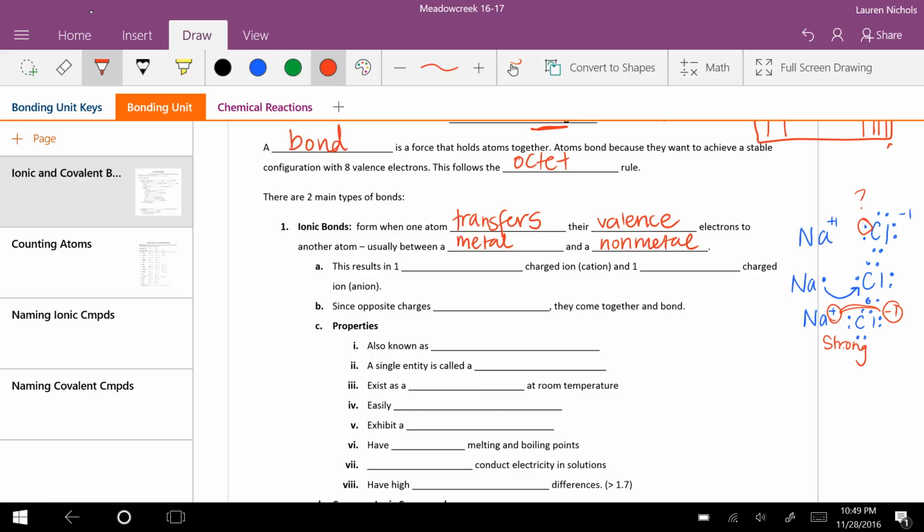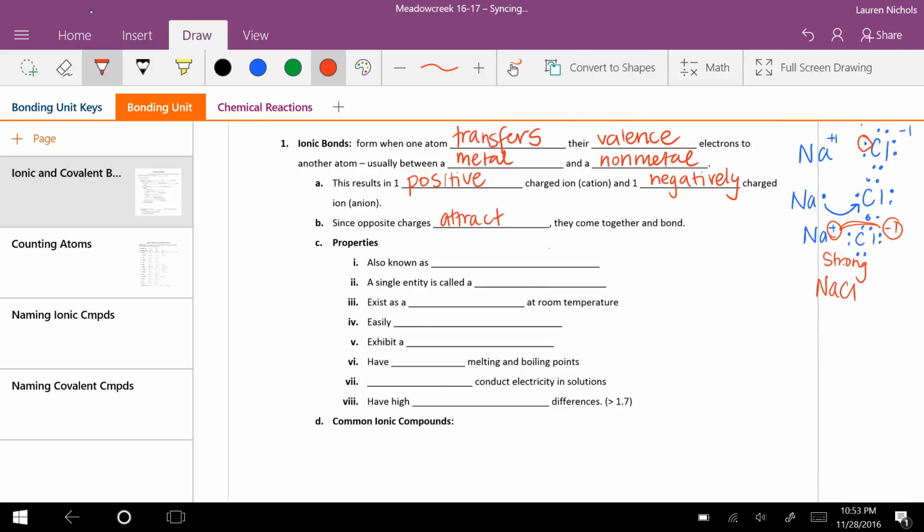Now, we know that this transfer of electrons resulted in one positively charged ion, my sodium, and one negatively charged ion, which was our chlorine. Now remember that a positive ion is called a cation because cats have paws and cations are positive. And our anion is our negatively charged ion. Now, we know that opposite charges attract each other, similar to the north and south poles of a magnet. Positive and negatives attract each other.